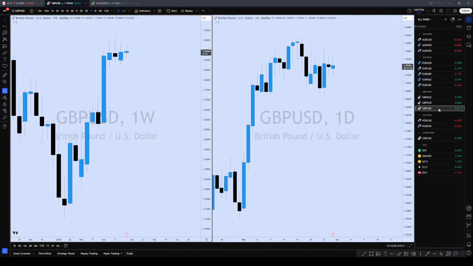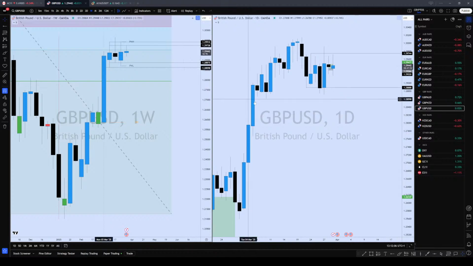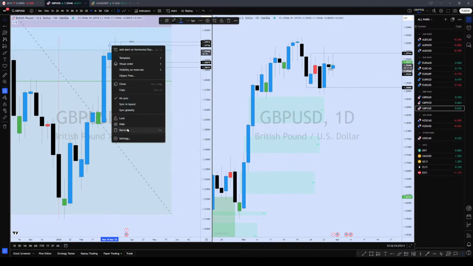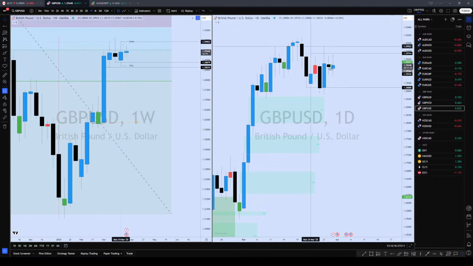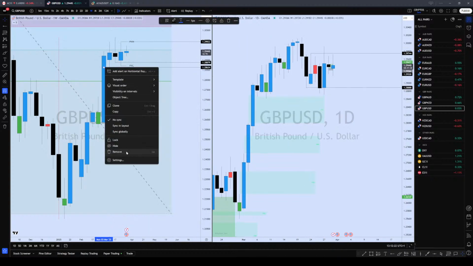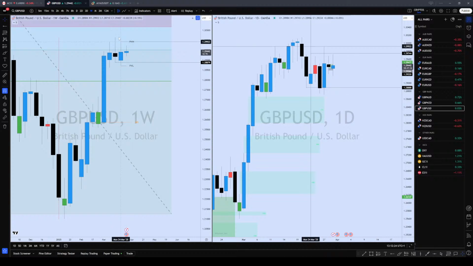let's go to British pound. British pound is also the same. If you look at the weekly, you see we took out the previous week low, so we are likely going to take out previous week high, which is either this and that, or just this one.